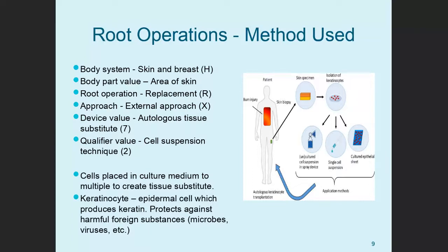Another one is cell suspension technique. This is used in skin and breast, as can be various areas of the skin, and it's skin replacement. This is when cells are taken from the patient and placed in a culture medium to multiply and create a tissue substitute. Notice that the device value is autologous tissue. The cells created are used in a spray or sheets of tissue to treat conditions such as burns, to replace the skin. So it's a replacement procedure.